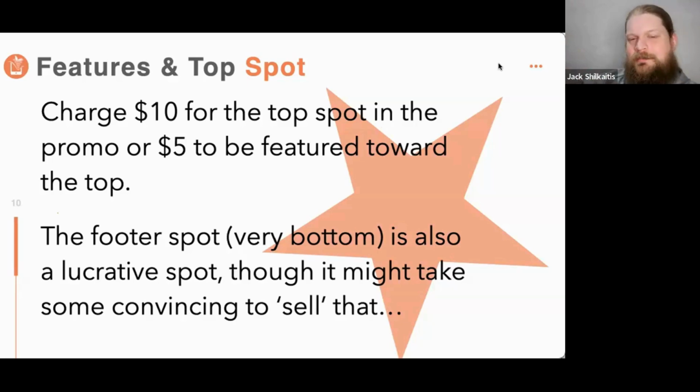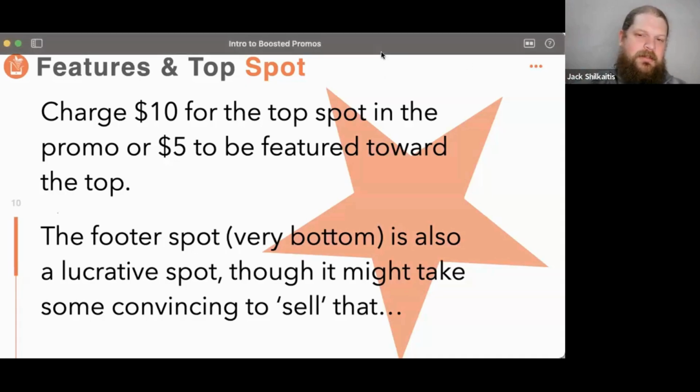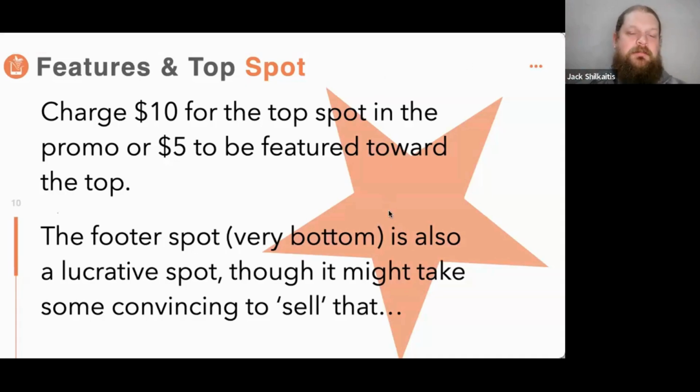Now, I think it might be a tough sell if you're an organizer to be asking people to contribute to the footer spot at the very bottom row. Your mileage may vary, but it's a thought. And while we're on the topic of how book covers are organized in the promo, I thought I would mention it because I've seen it. I have the evidence of it myself.